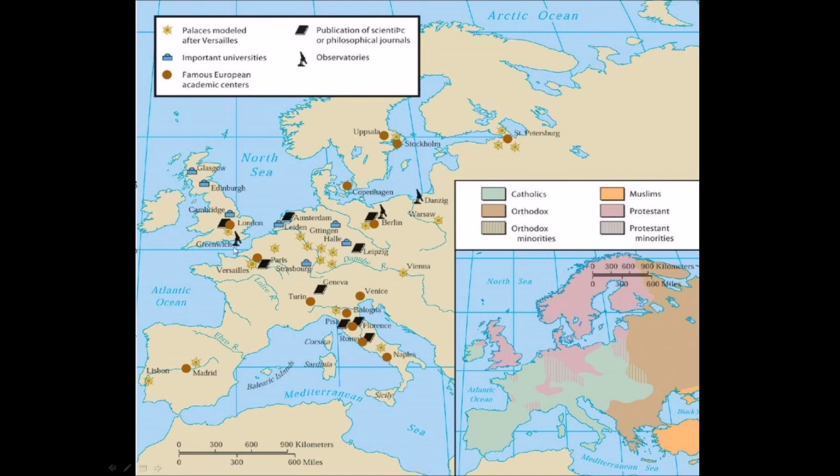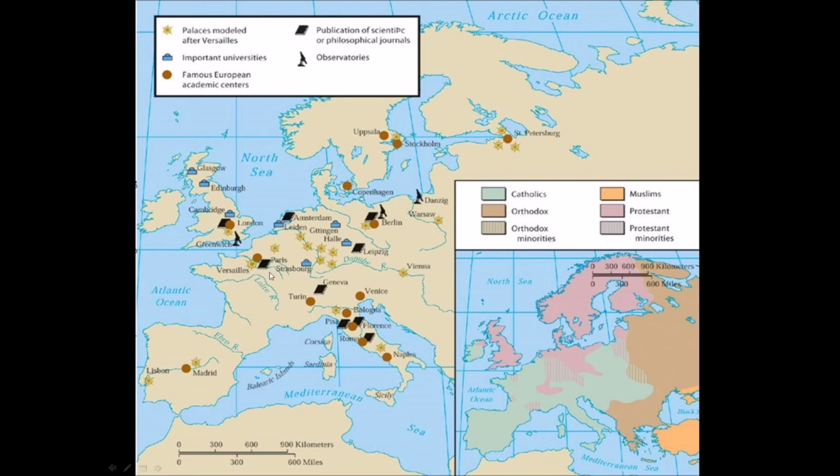You've got tons of them in England especially, as well as cropping up in France and in the Holy Roman Empire. You can see these big brown circles are other academic centers, other places where learning is emphasized, usually surrounding a monastery, because the monasteries were historically places where major academic engagement was taking place.